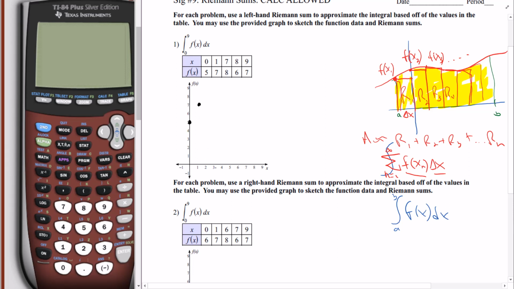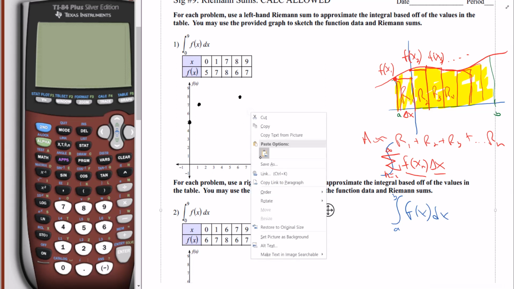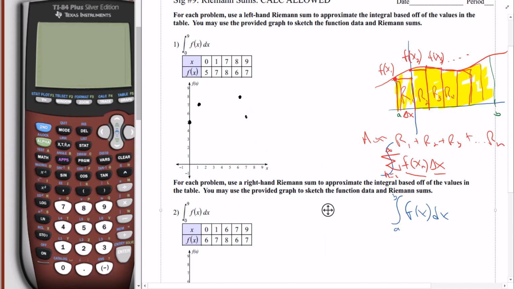All right, so I'm plotting 0, 5; 1, 7; 7, 8; 8, 6; and 9, 7. And so when you're sketching these points, they do not need to be exact. They just need to give you approximations. It just needs to be close. It's just a visual aid. Right, so those are those.